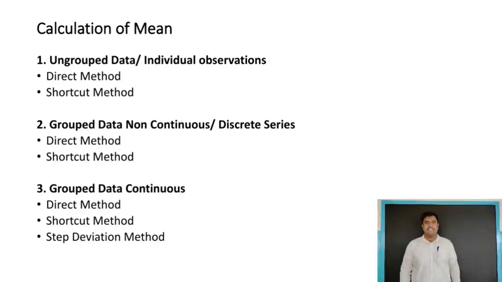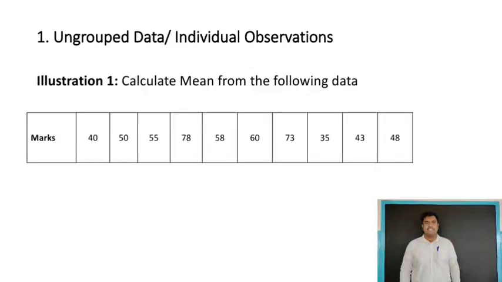So, coming to the classifications of calculation of mean, we'll start with ungrouped data, that is individual observations, where we have the direct method and the shortcut method. The second type of data is the grouped data non-continuous, that is discrete series. There again we have the direct method and shortcut method. In grouped data continuous, we have the direct method, shortcut method, and also the step deviation method.